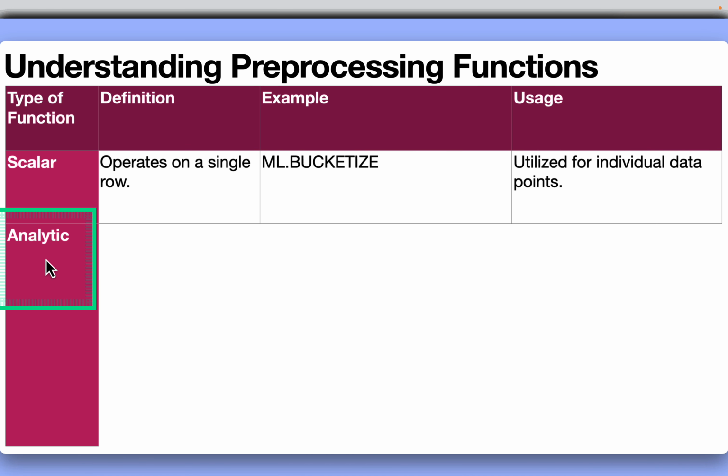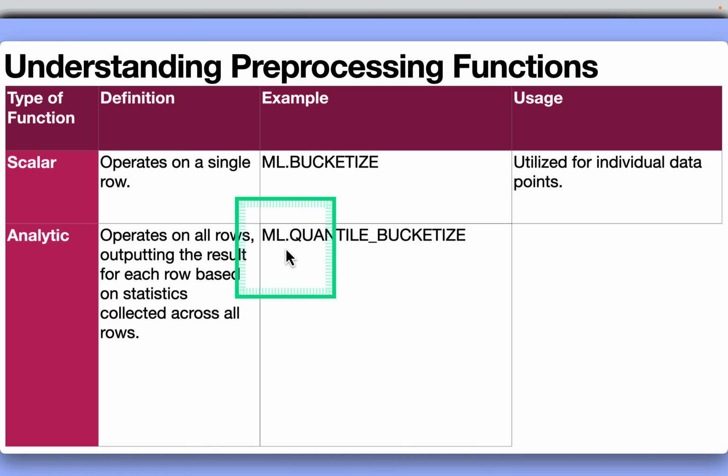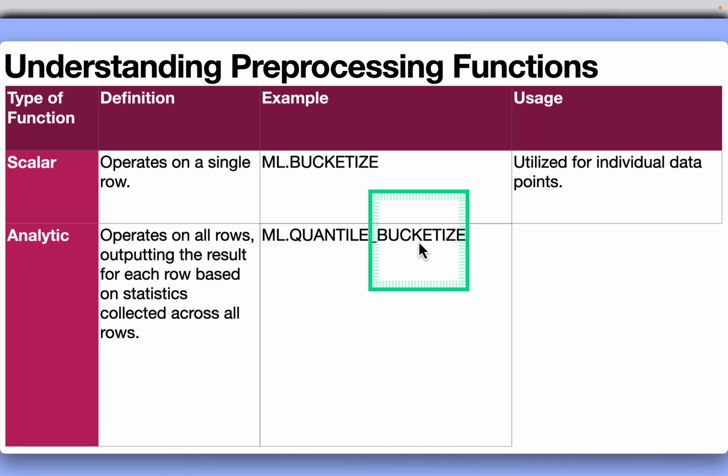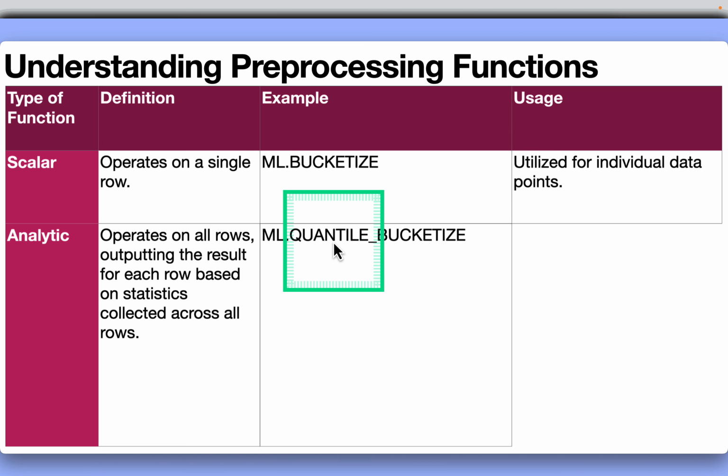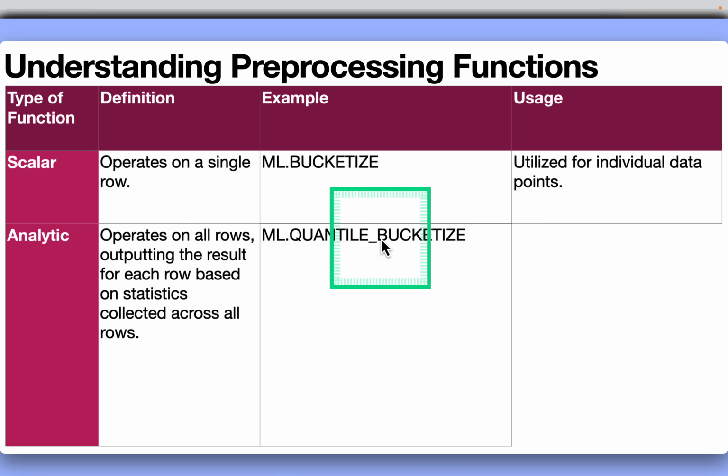The second type of transformation function is analytic, and it operates on all rows, outputting the result for each row based on statistics collected across all rows. An example is ml.quantile_bucketize. Sorry, I made a mistake: for scalar the example is ml.bucketize, and for analytic this is ml.quantile_bucketize.